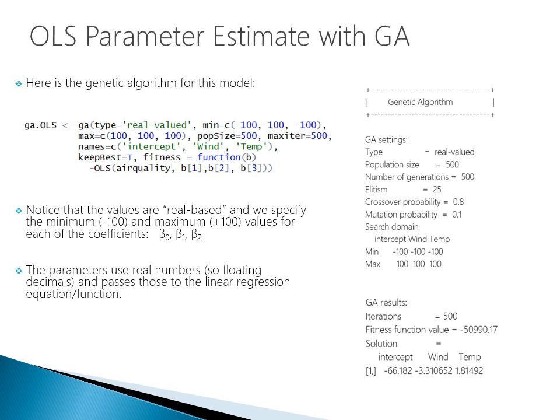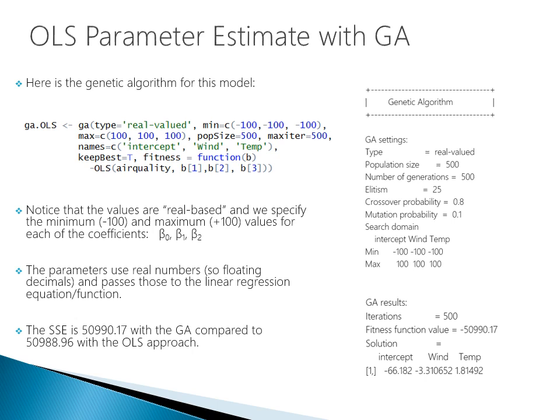But when we actually look at the results of the genetic algorithm on the right hand side, we see some settings that are just part of the normal process, and then the results on the bottom, which I find to be very interesting. We see our solution in this case. So we see a value for our intercept, a value for wind, and a value for temperature.